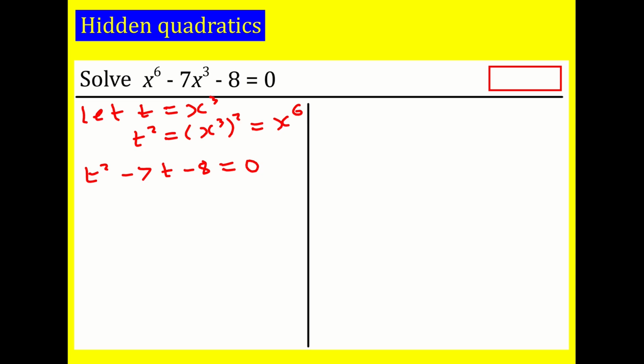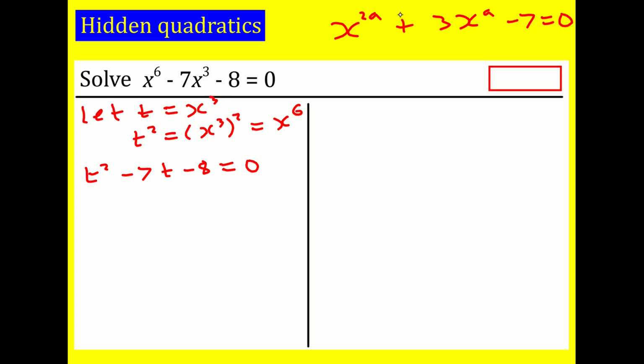How did I know to do that substitution? Well, the 3 is half of the 6. And so when we make the substitution, because we're squaring it and using the third rule of indices, you double 3 to get 6. And that will be the case in general, as long as your quadratic is essentially of this form, x to the 2a plus say 3x to the a minus some constant, then it will be a hidden quadratic.